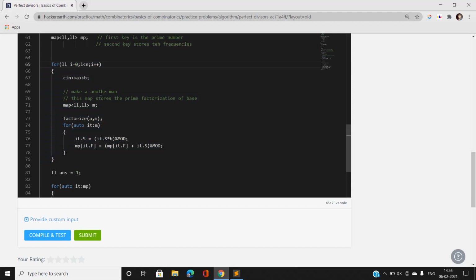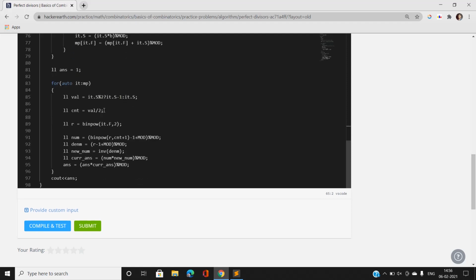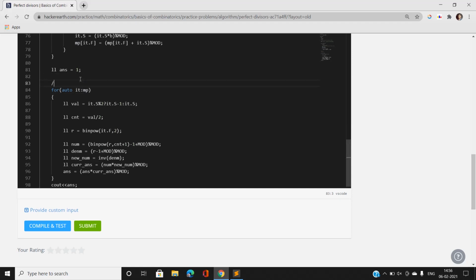Now how am I going to build my answer? How am I going to find the summation of perfect square divisors? So what I am going to do is iterate in my actual map to get the answer. Okay, now what is this value going to do here?